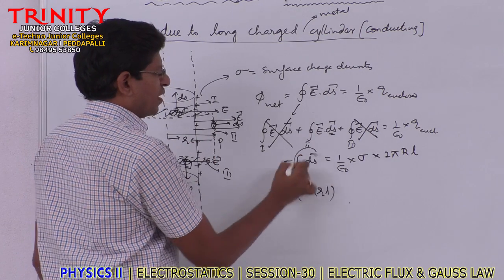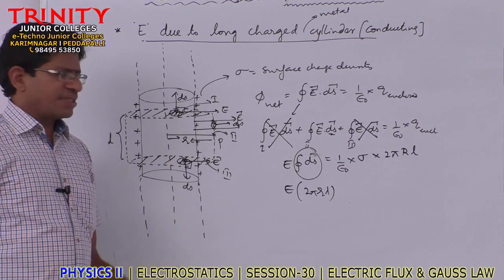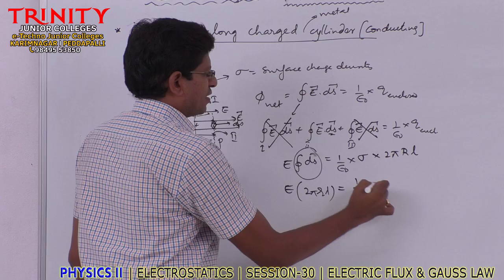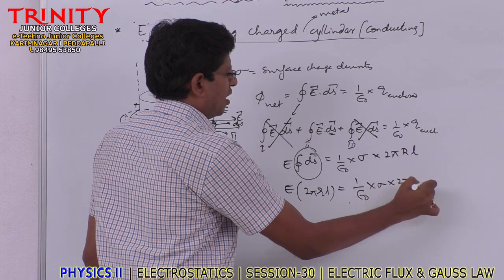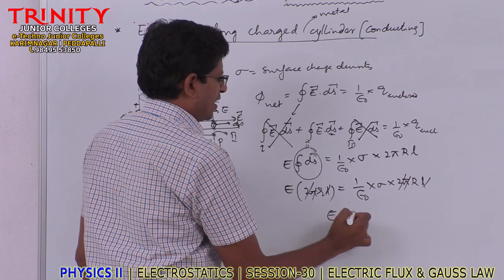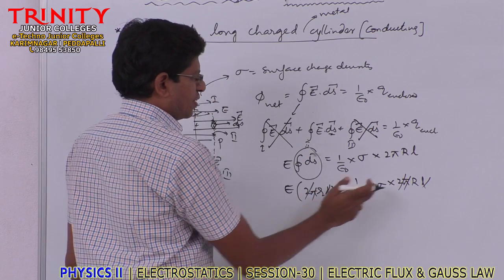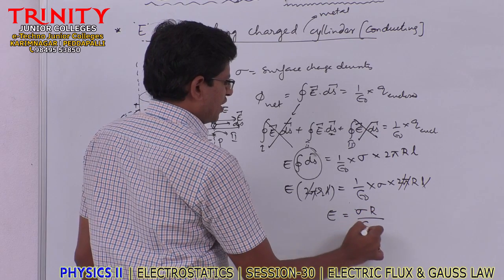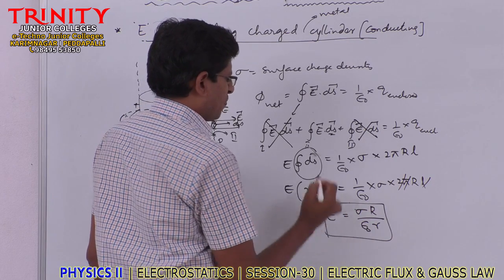This is also the surface area of the Gaussian cylindrical surface, the lateral surface area, and you can finish now like this: sigma into 2 pi R L, 2 pi L cancel here, you will end up with sigma R by epsilon naught r. So this is the final answer.